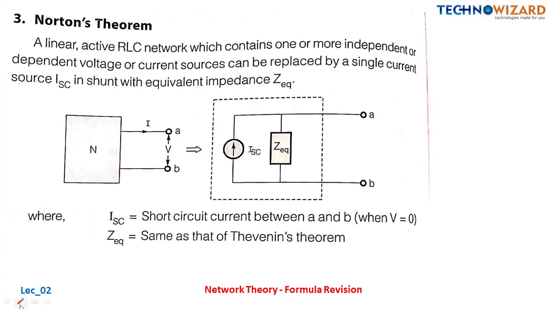Now the same goes with the Norton theorem. Here we find the Norton current by short circuiting the load. By short circuiting the load, we find the Norton current like this.